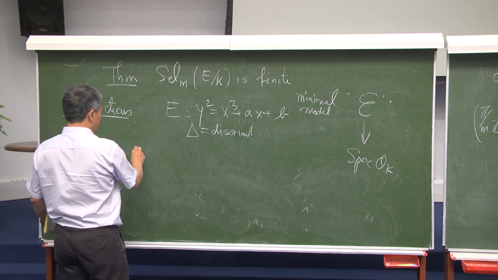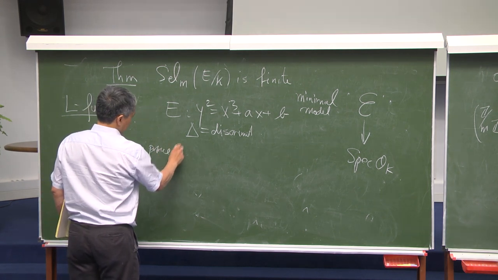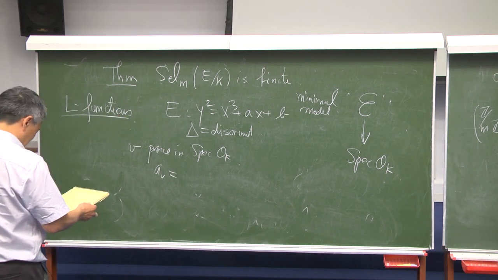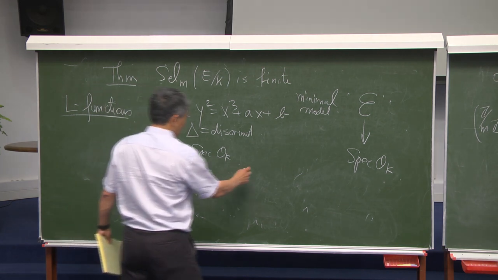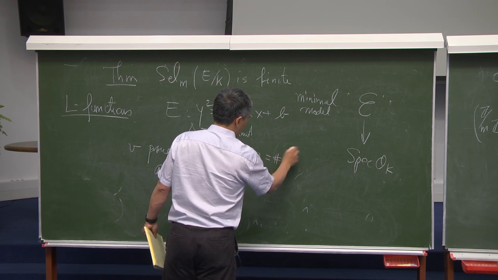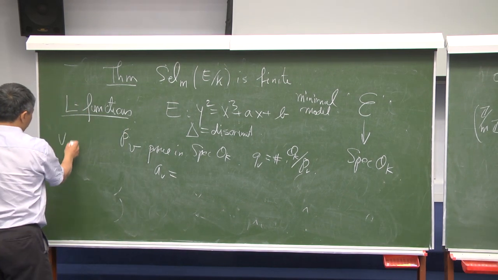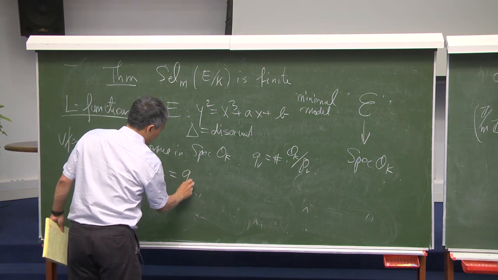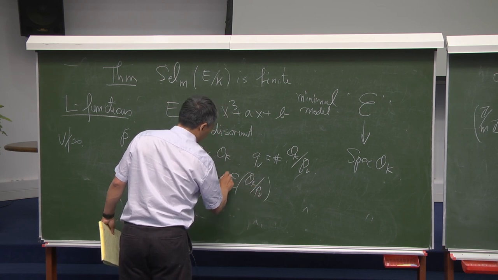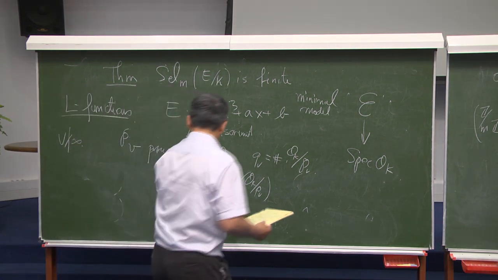In general, it's not. So for each v, a place, v inside Spec, okay, a finite place, then we define a_v as follows. Okay, so q_v equals the cardinality of the residue field O_K/P_v. Okay, so P_v is this thing, and v is a finite place. So a_v is equal to q_v plus 1 minus the cardinality of E(P_v). So you just count how many points there are. And then you formulate an infinite product.